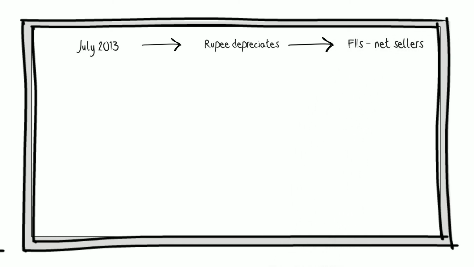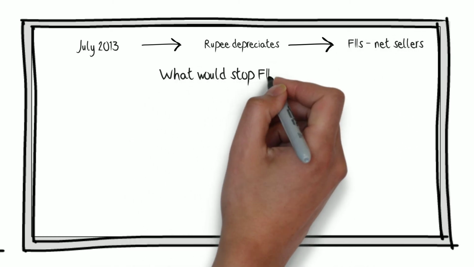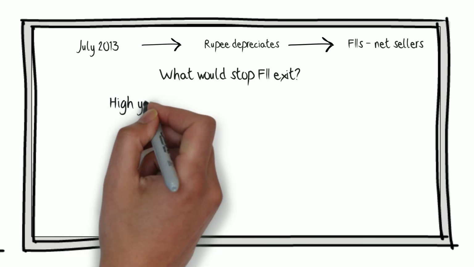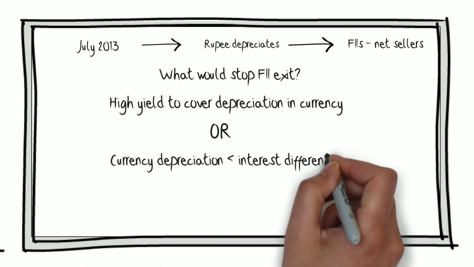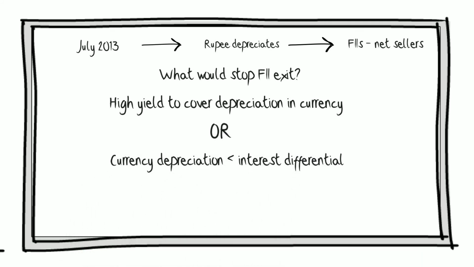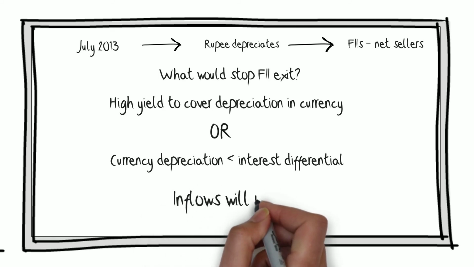What would stop FII exit? Either the yield should be high enough to cover the depreciation in the currency, or the currency should not fall more than the interest rate differential. At the point where the currency depreciation is not expected to be more than the interest rate differential, inflows will return.